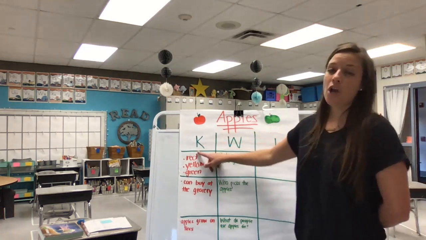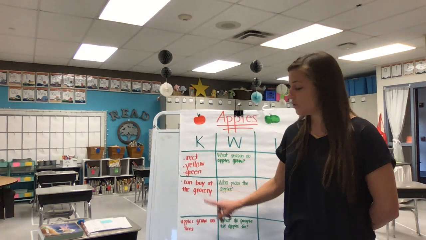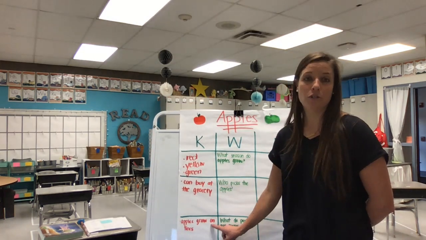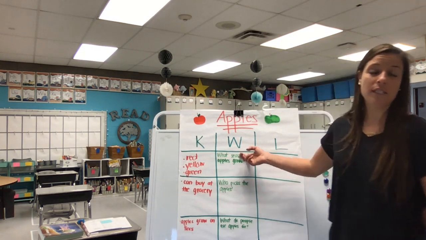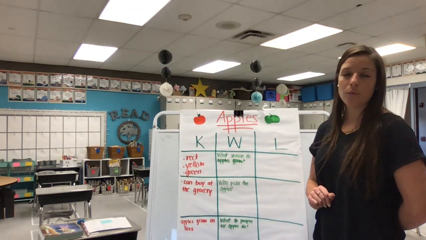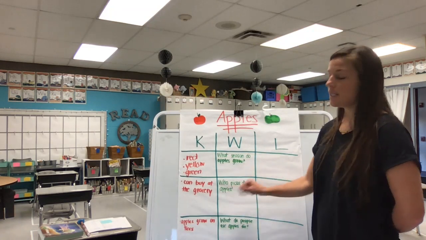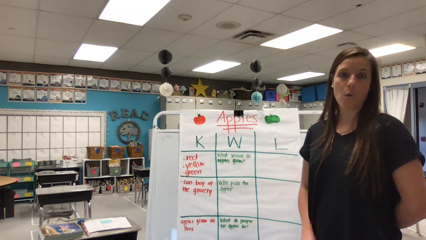So what we know, we said that apples are red, yellow, and green. You can buy them at the grocery store, and they grow on trees. Very good. That's information we know. Here are some questions about what we wanted to learn. What season do apples grow? Who picks the apples? And what do people use apples for?